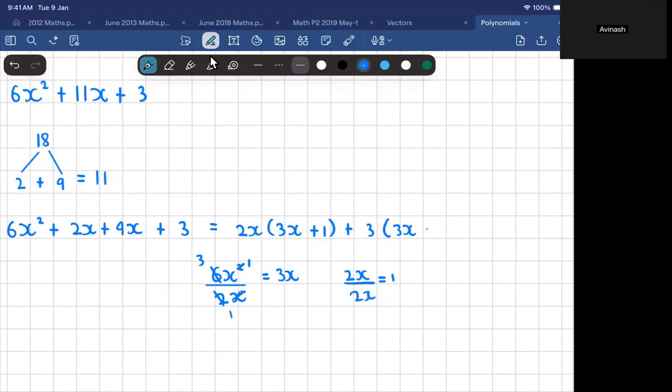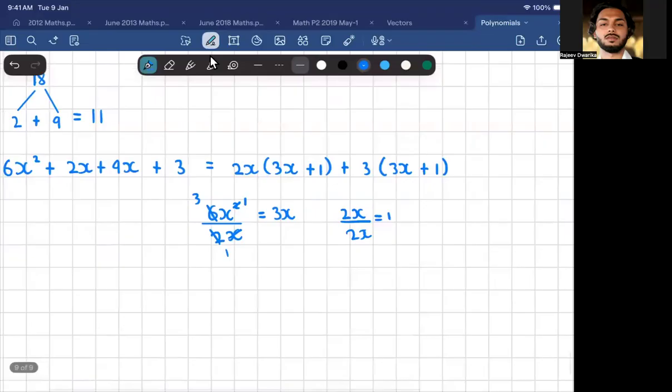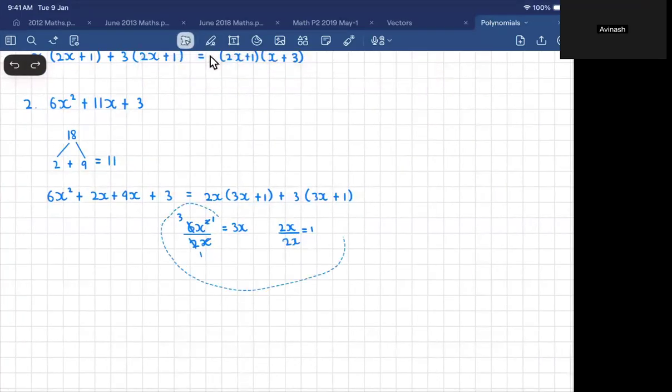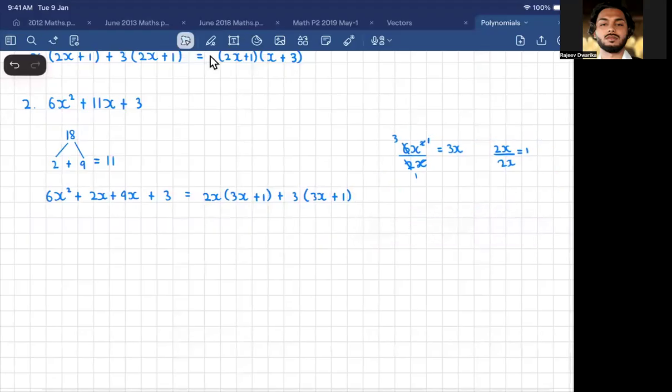And that's plus 1. Yes. I'm not sure if you noticed by now, but check this. If you do it correctly, this and this are supposed to be equal. If they're not equal, then you can't do factorization by grouping.